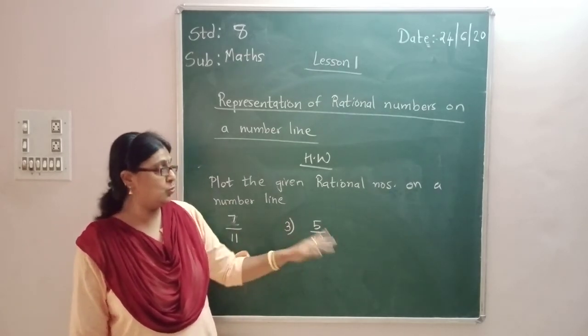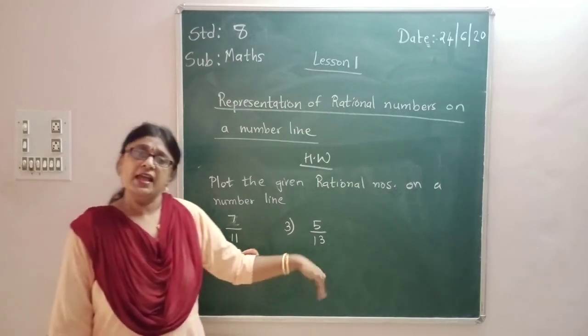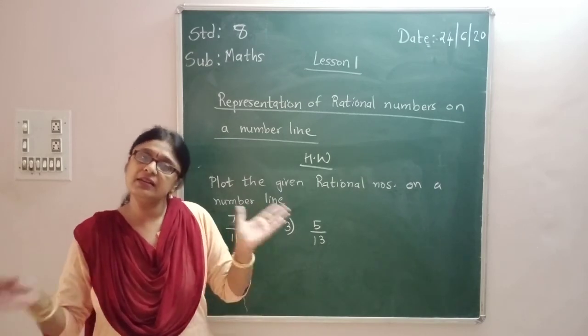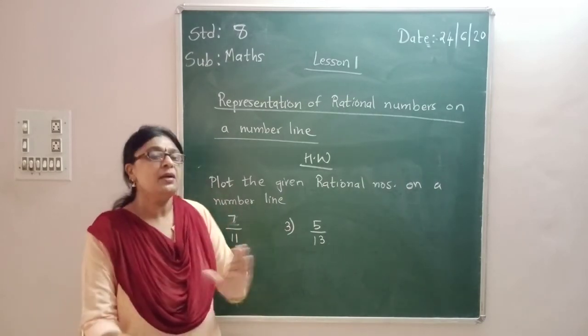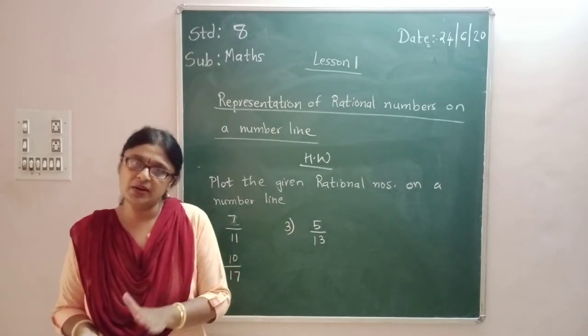Tomorrow or in the next class we will discuss how to plot negative rational numbers. The thing will be the same, but it will be between 0 and -1. That we will discuss in our next lecture.